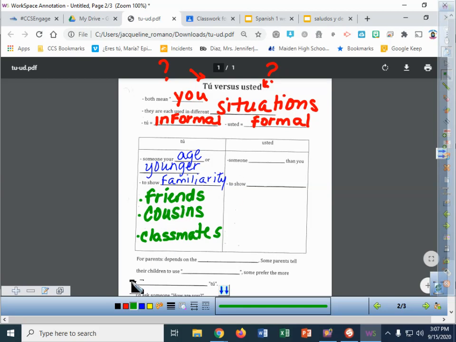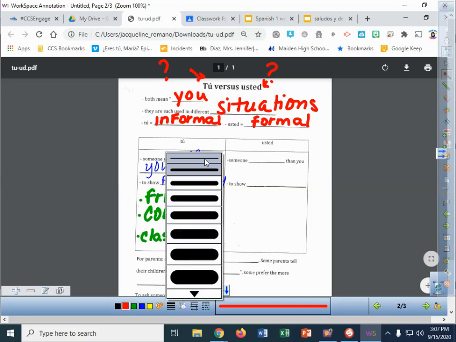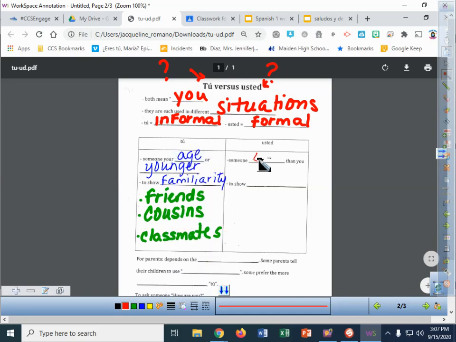Now, when do I use usted? Well, usted is used when you're talking to someone older than you, or someone that holds a title. So we use this to show respect. Very important. Respect. So I will use usted when I talk to a stranger because I don't know that person.